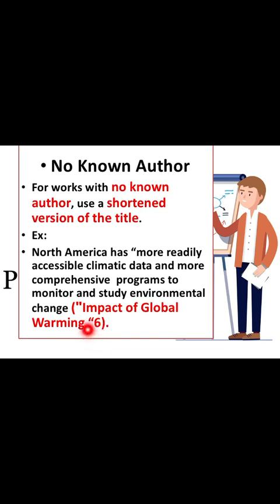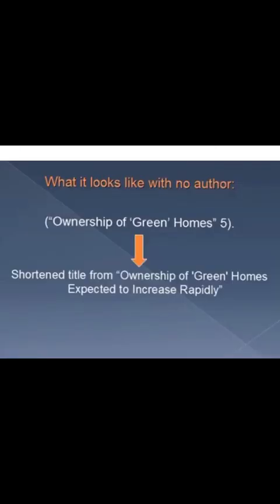So this is inside the quotation, okay? Impact of Global Warming is a shortened version of the title. There's no author's name, and we just write the page number and all inside parentheses. Okay, after that we write a period or the full stop outside the parentheses. For more explanation, here is what it looks like with no author.